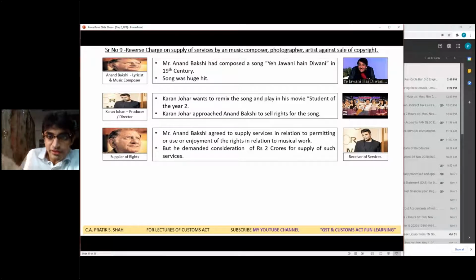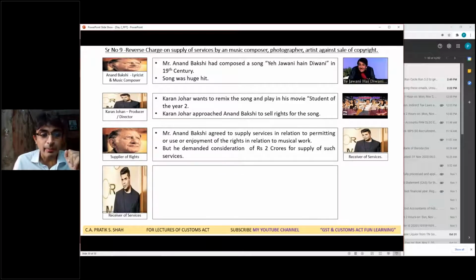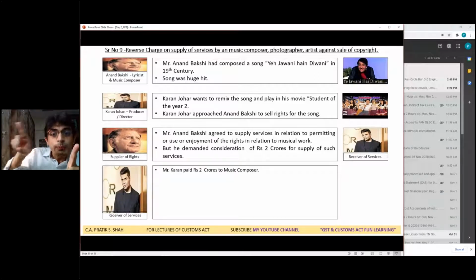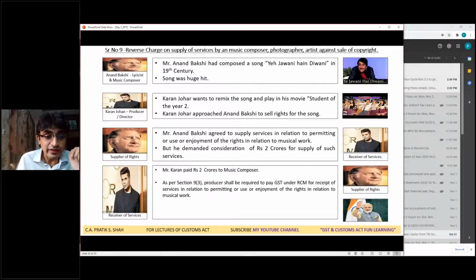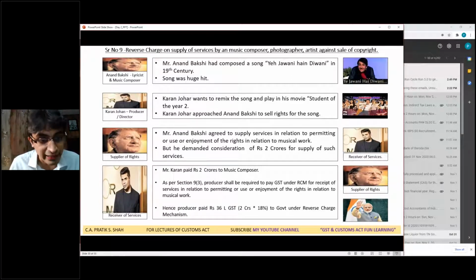Obviously he demanded consideration of 2 crores. This is not reality, just an example. He demanded consideration of 2 crores for this service. So what the government has said is that the recipient who paid the 2 crore rupees shall be liable to pay GST under reverse charge mechanism. So here, Mr. Karan, who is the receiver, will pay GST at the rate of 18% under reverse charge mechanism. Clear? This is how you need to remember.